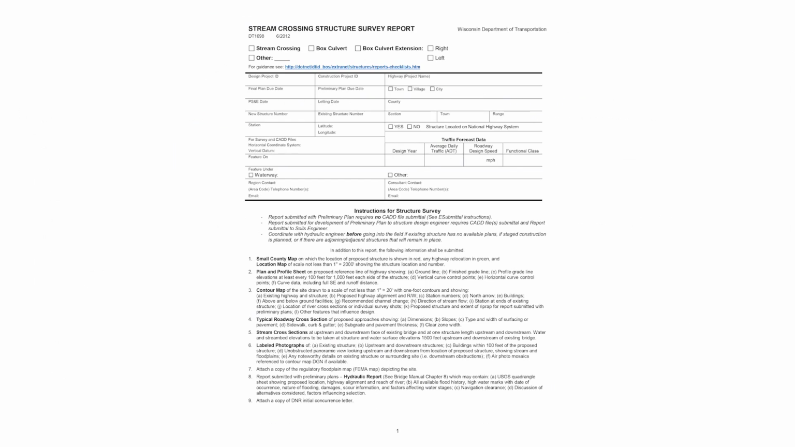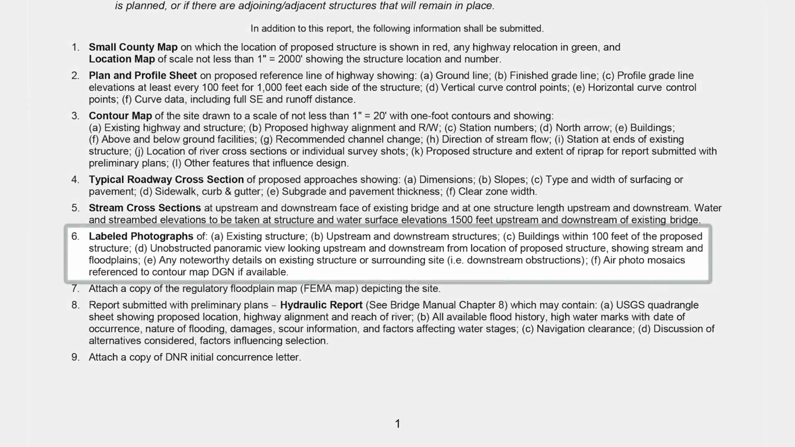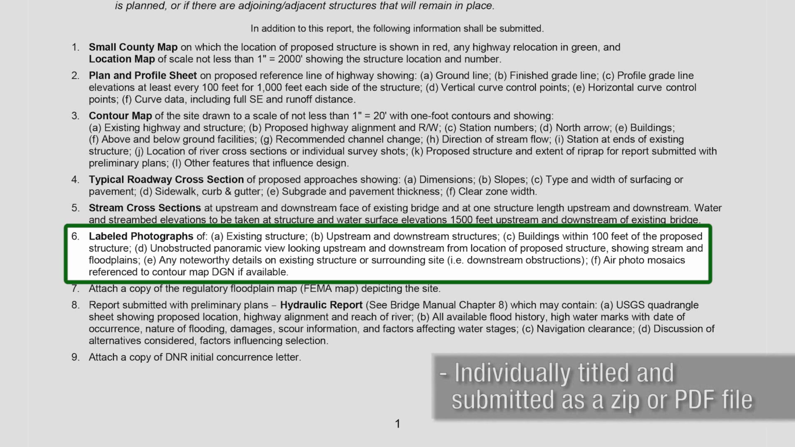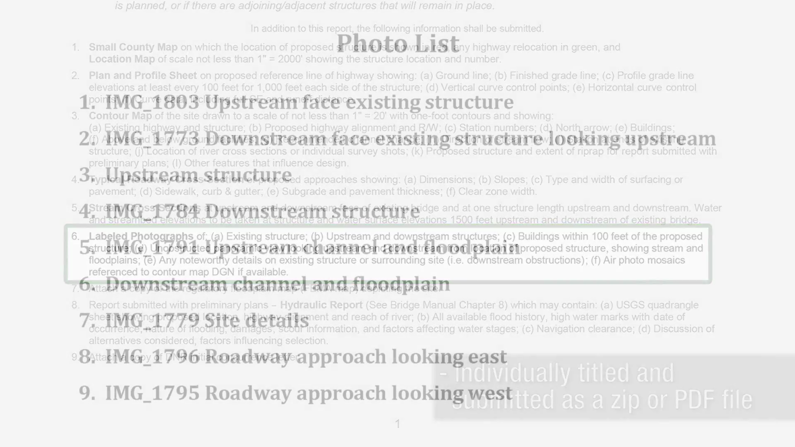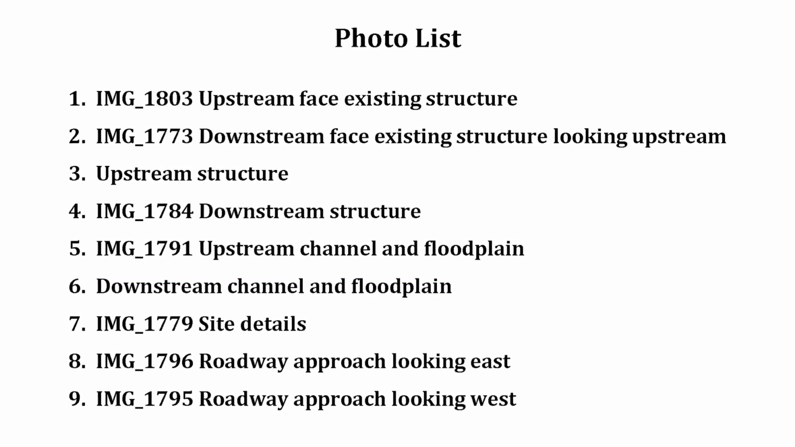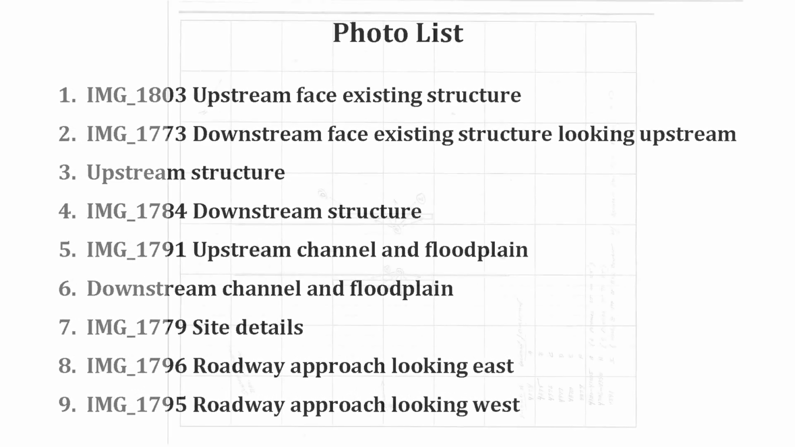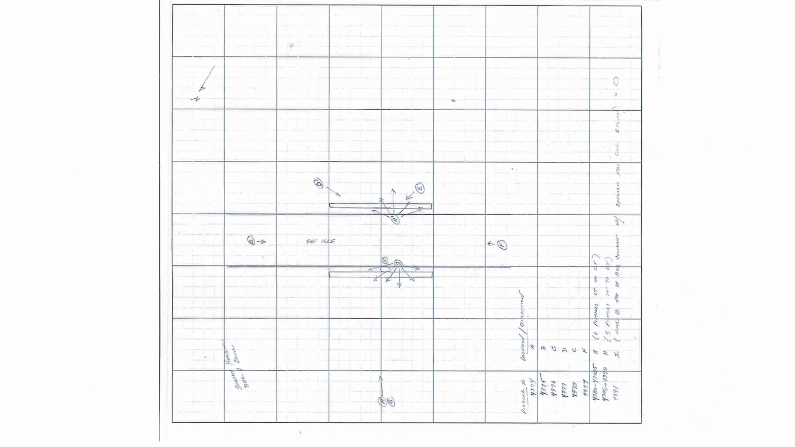Labeled photographs and sketches give the designers a sense of the project site and its hydraulic characteristics. Full-page site pictures should be individually titled and can be submitted as a zip file or in a PDF file. Alternately, pictures can be numbered and identified on an index list or a diagram showing the direction faced in each photo.